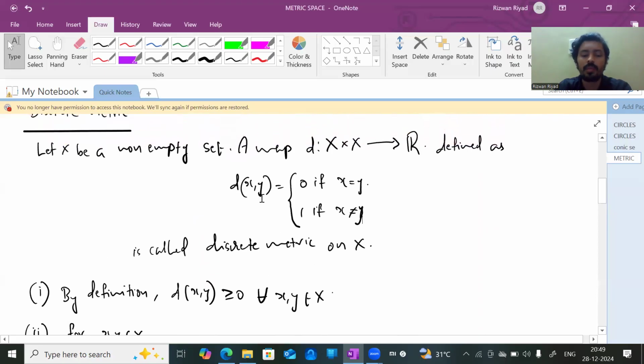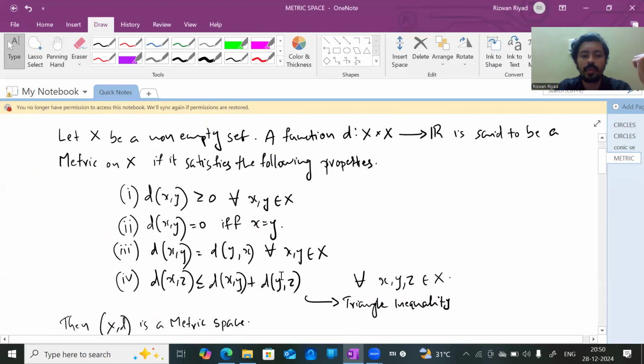Okay, see what are the possible values of d of xy? d of xy can be either 0 or 1. Either 0 or 1 means it is always greater than or equal to 0, right? 0 is equal to 0, 1 is greater than 0. So that means it is always greater than or equal to 0, which means the first condition is satisfied. Okay. Next, move to the second condition.